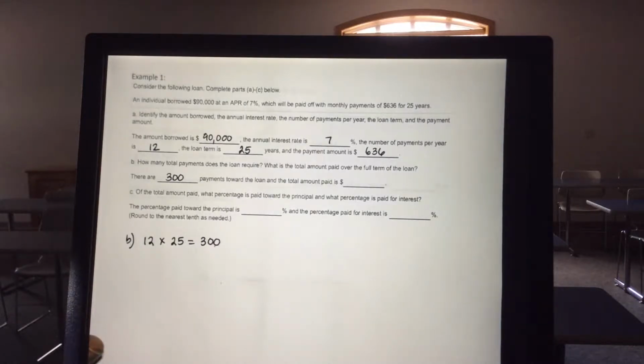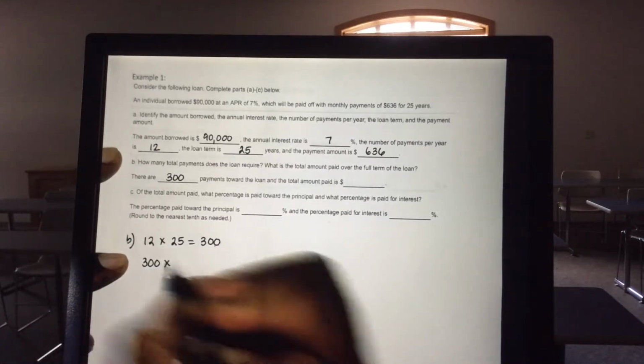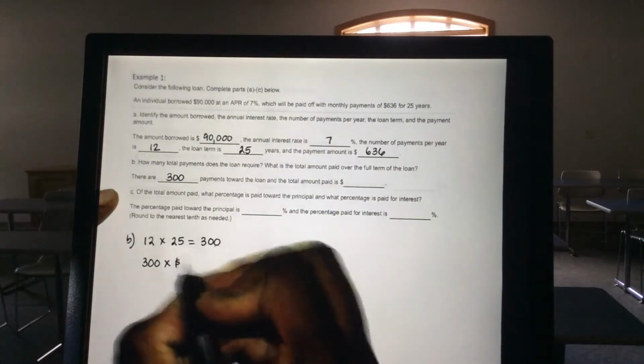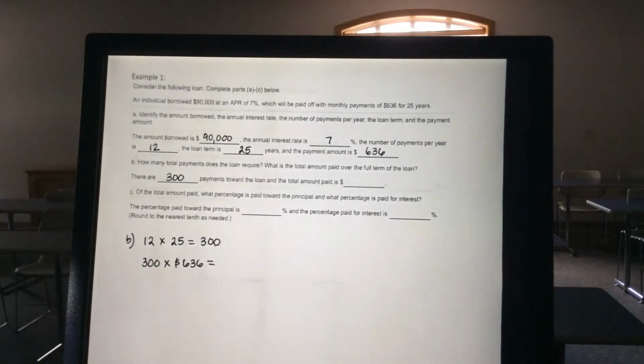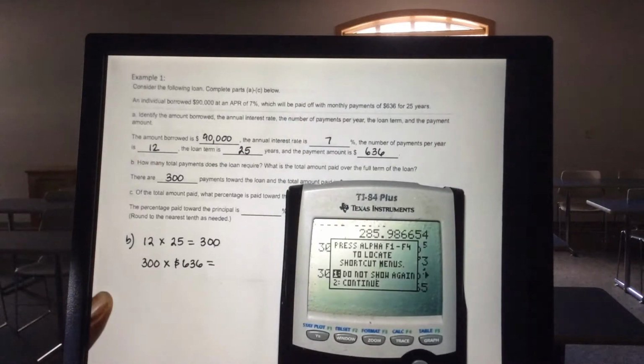And what will be the total amount paid over the full term of that loan? Well, we have 300 payments for the entire loan. Each payment is $636 per month. So $636 per month for 300 months will give you this.